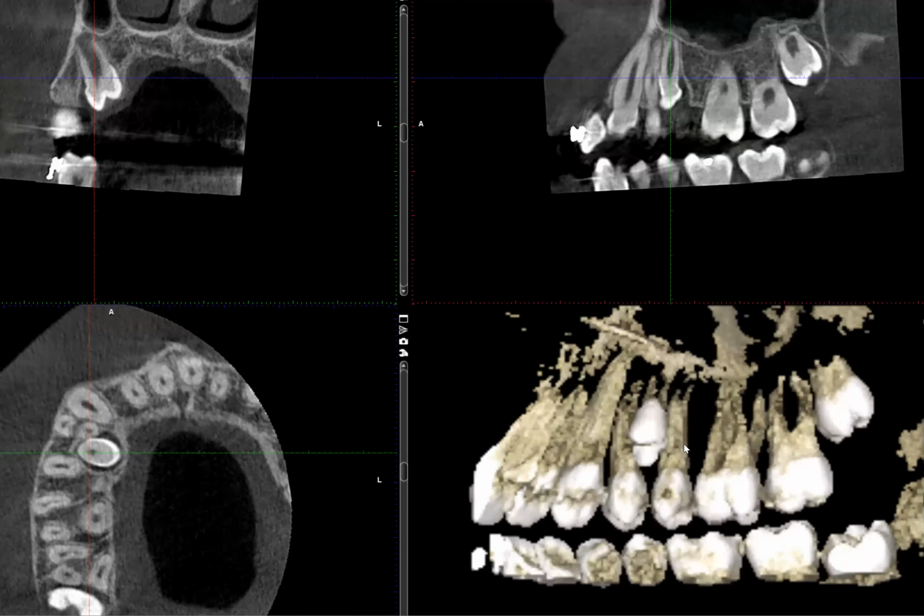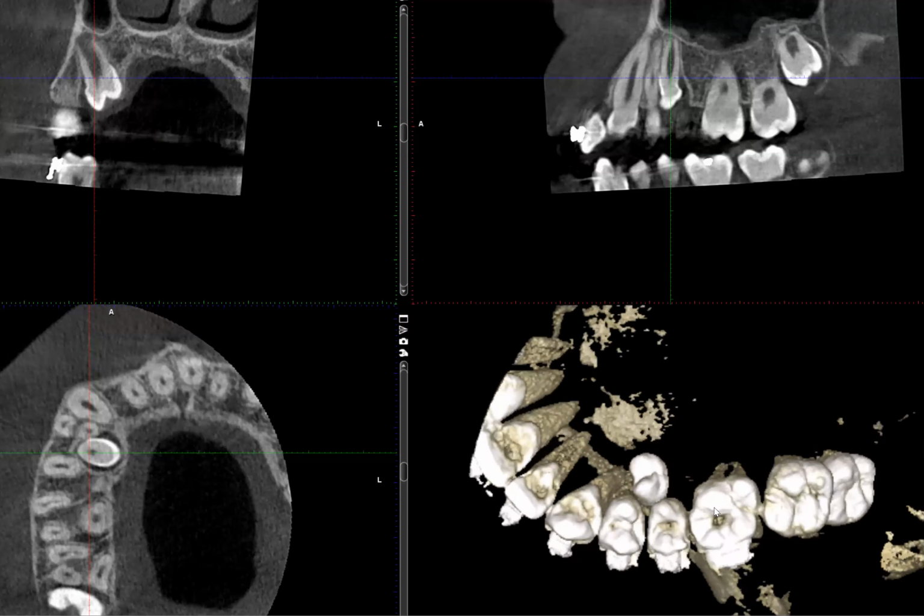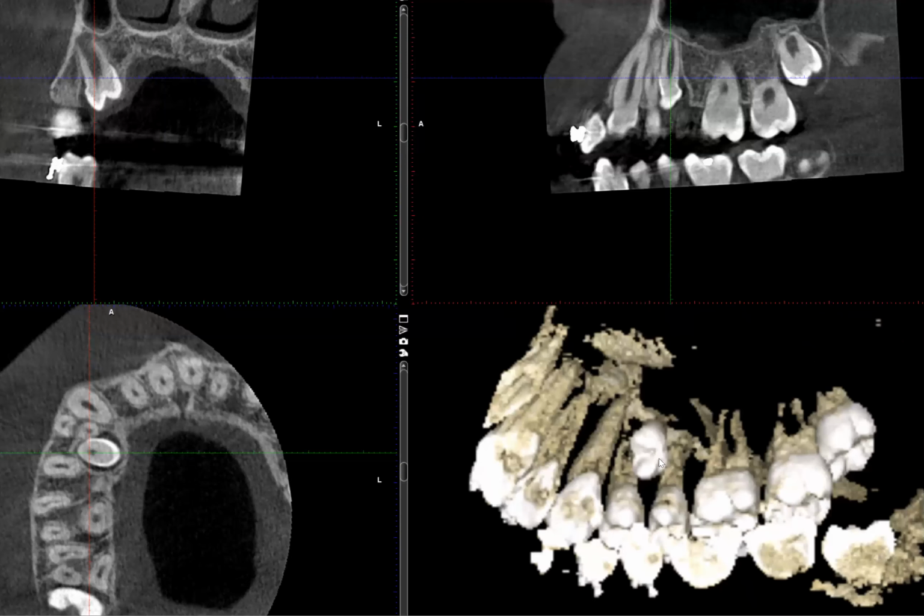Okay, lastly, occlusal plane, occlusal view. There you go. So very cool, right?